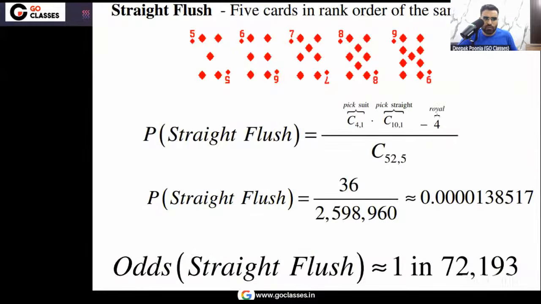Now, what are the odds of getting a straight flush from 52 cards? If I give you 5 cards, what is the probability, what are the odds, what are the chances that you will get a straight flush? So let me tell you, that is almost approximately once in 72,000. So you can see that these are better odds than royal flush, but these are worse chances than one pair poker hand.